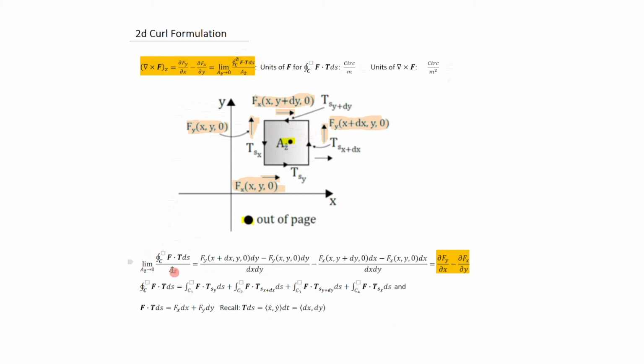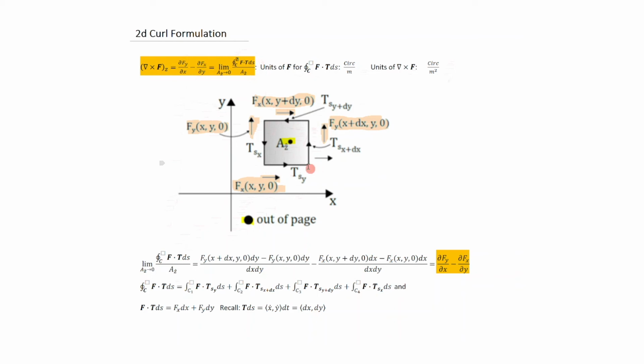Here is what we start with. We're going to let the area go to 0. And again, you'll notice here that the only field components we care about are the ones which are tangent to the contour. So along this contour here, we only care about fx. Along this contour, only fy. Along this contour, fx. Along this contour, fy. At this point here, the field is f of x, y, 0.